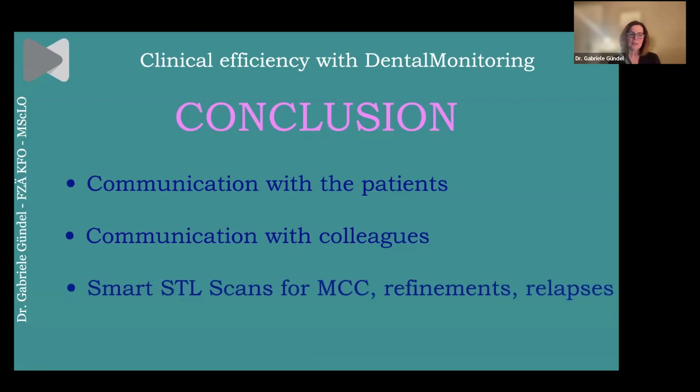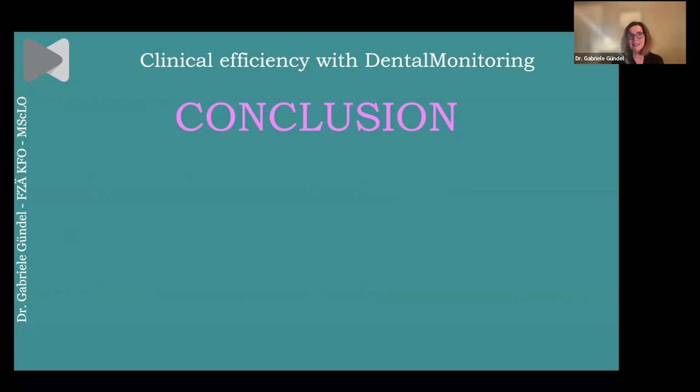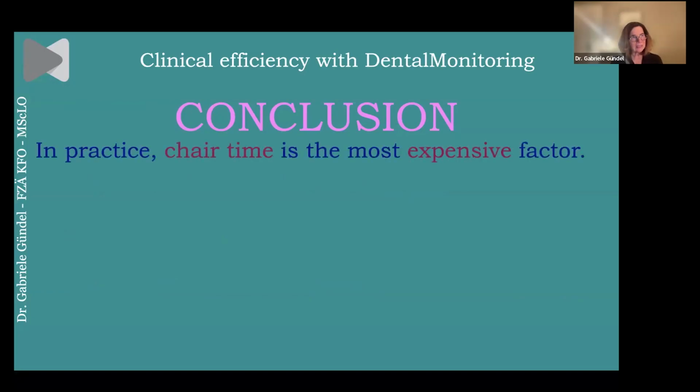We can communicate with colleagues also, and with the smart STL scans, we can do our mid-course corrections, our refinements, our little relapses very easily. And for the universities, it could be very interesting to have a lot of data for scientific research and for learning more about our appliances. Last but not least, in practice, I think we know, and we have to calculate this, our chair time is the most expensive factor in our practice.